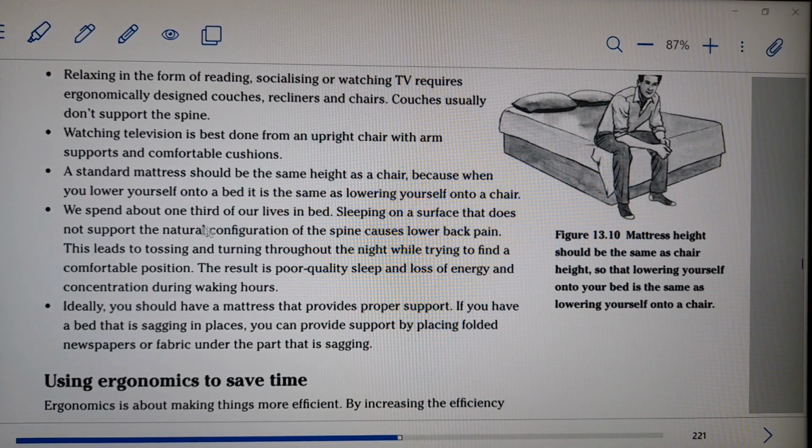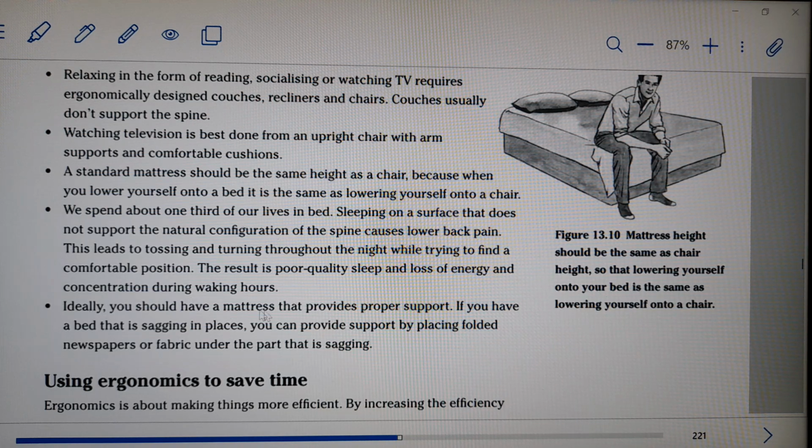We spend about one third of our lives in bed. Sleeping on a surface that does not support the natural configuration of the spine causes lower back pain. This leads to tossing and turning throughout the night while trying to find a comfortable position. The result is poor quality sleep and loss of energy and concentration during waking hours.